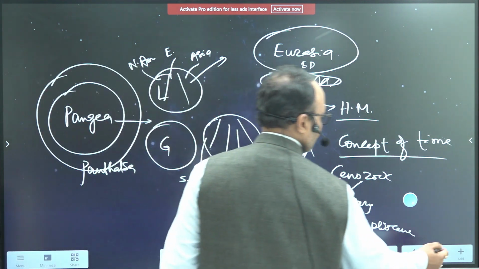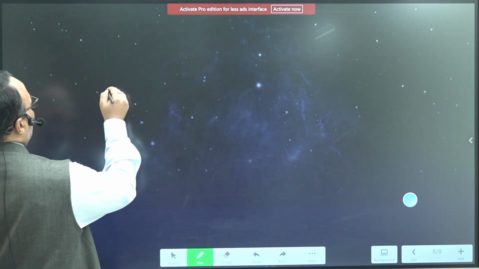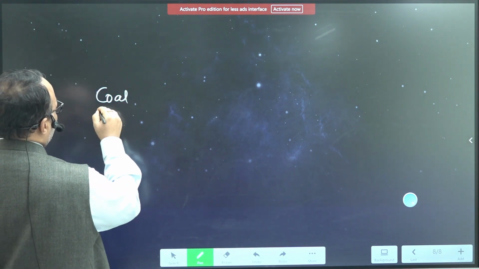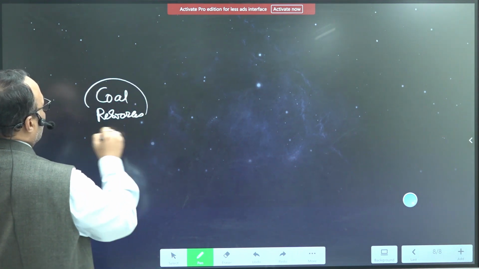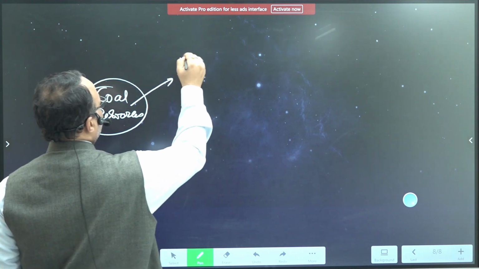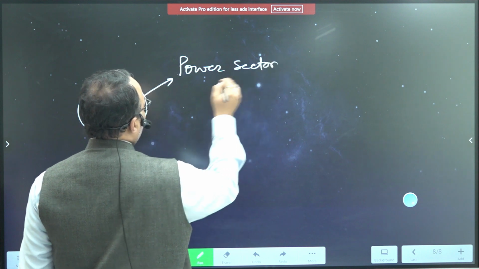Another example I am giving you: coal resources. That is the base of our power sector, meaning thermal power.